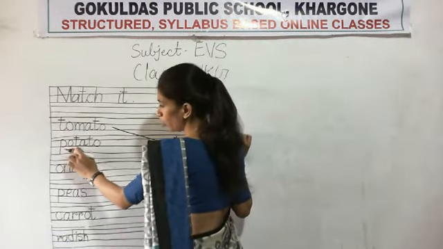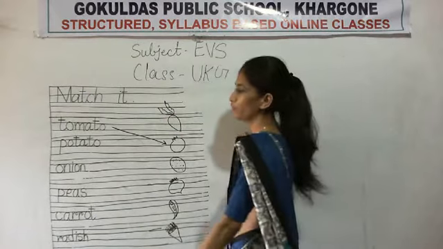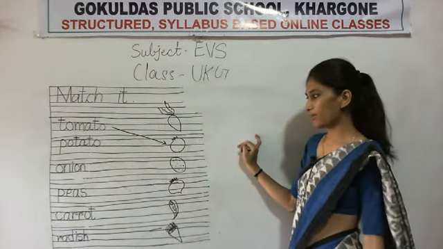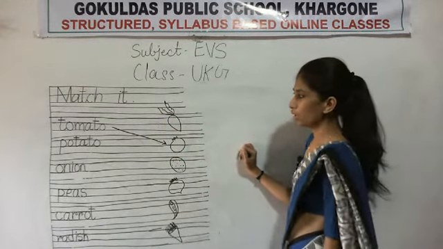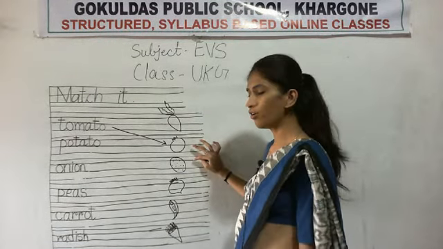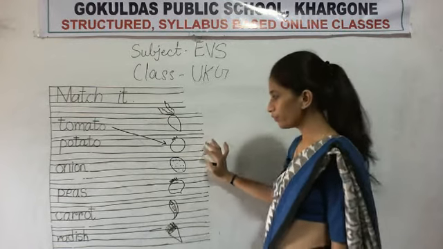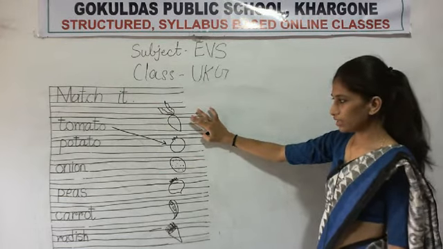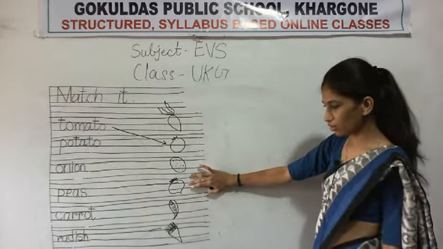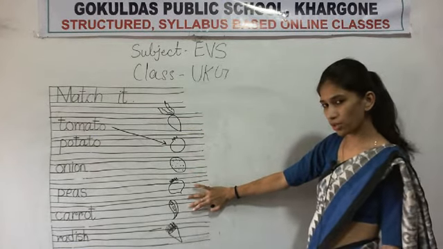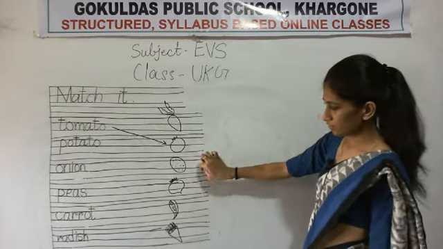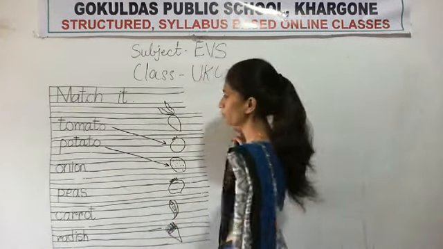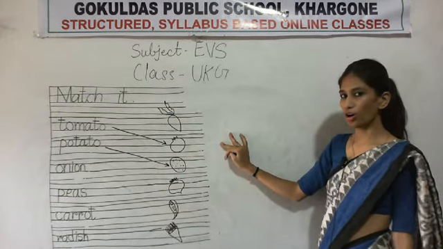Now next, P-O-T-A-T-O, potato. Which spelling is this? Potato. Now again you have to find in this side where is the picture of potato. This one? No. This is radish. This one? No. This is onion. Then this one? Yes. Correct. This is the picture of potato.